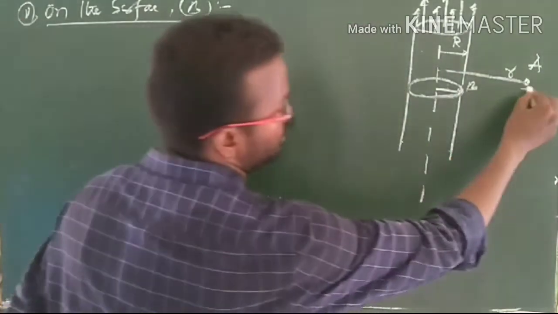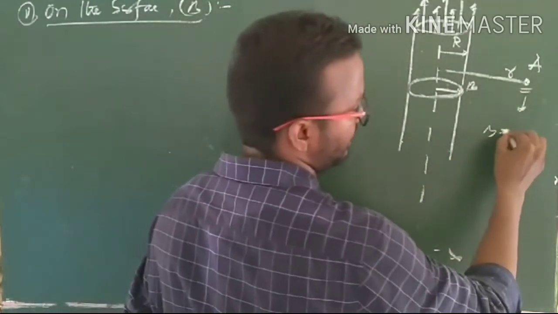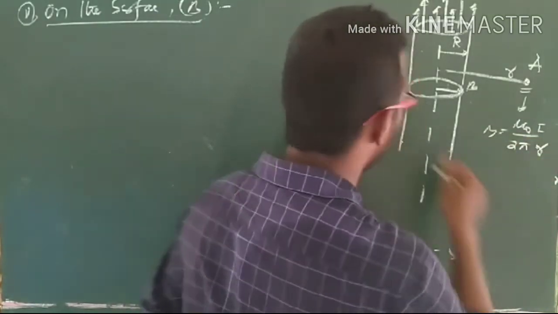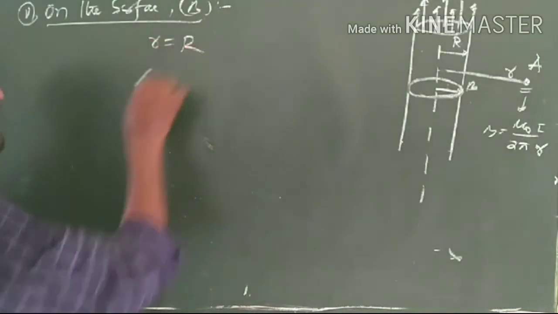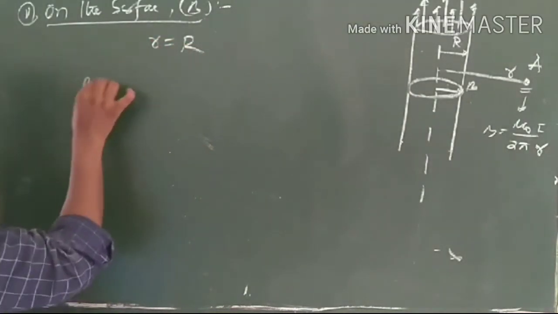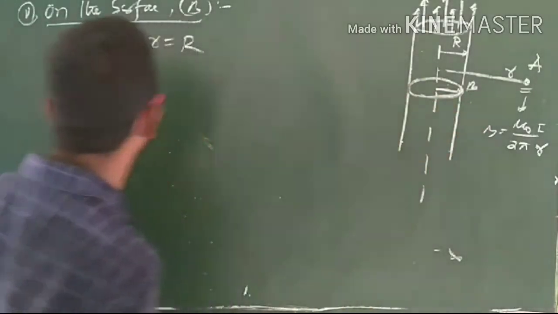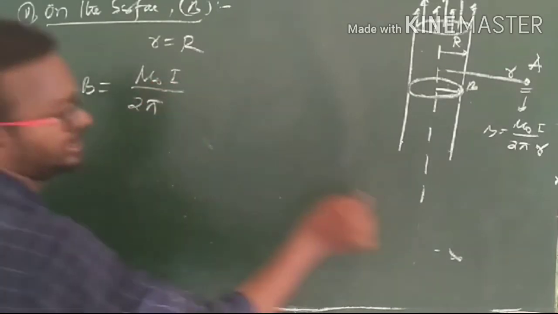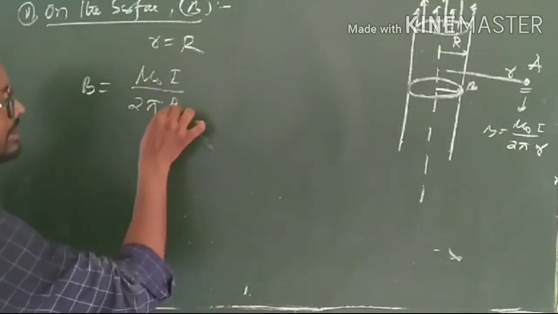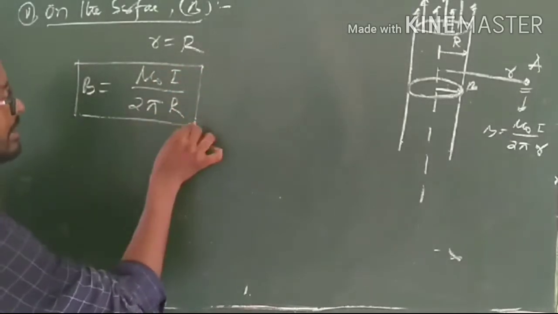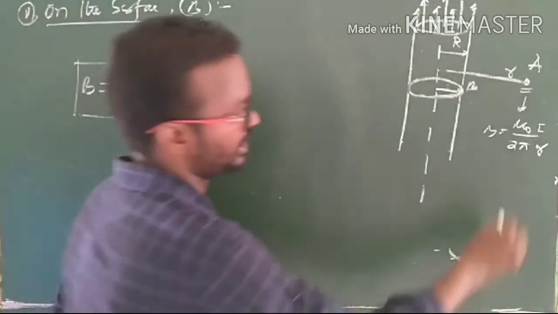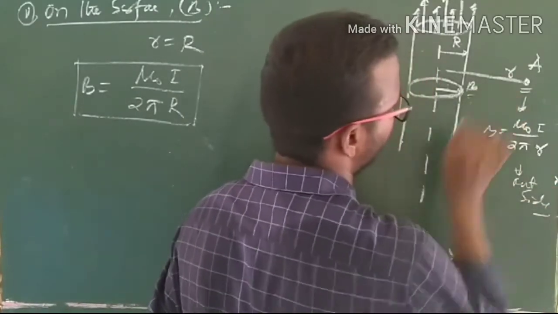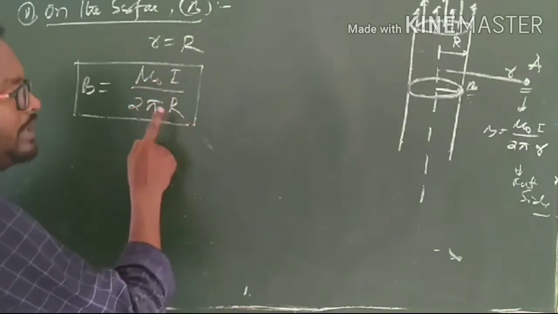As we know, for the outside point, the magnetic field is B equal to μ₀I by 2πr. But here r is equal to capital R. So the magnetic field at point B, on the surface of a cylinder, is B equal to μ₀I by 2πR. Here small r and this is capital R. Clear? This is for the outside point. This is on the surface, which is equal to μ₀I by 2πR.